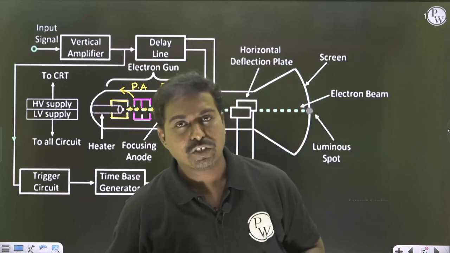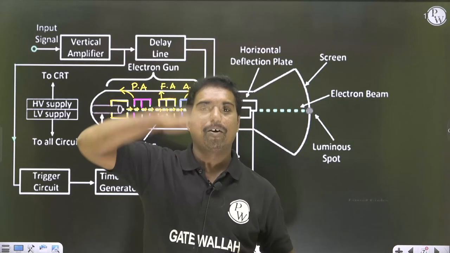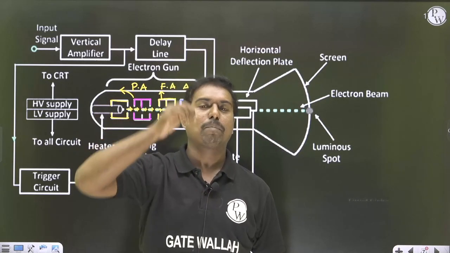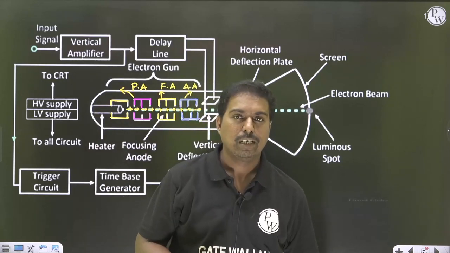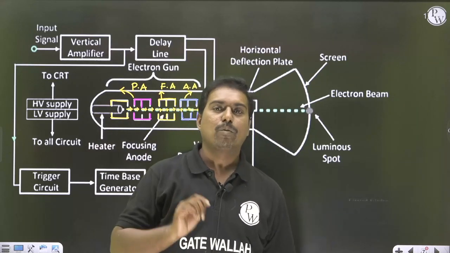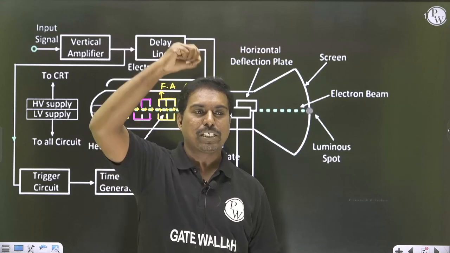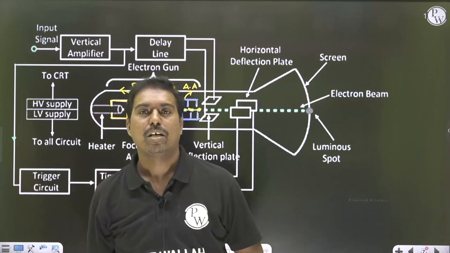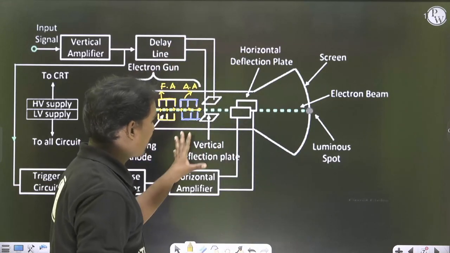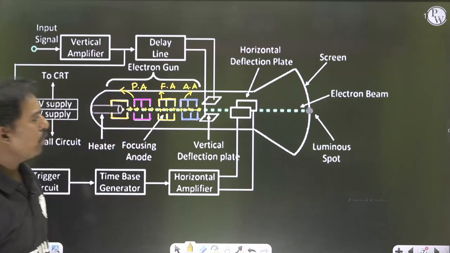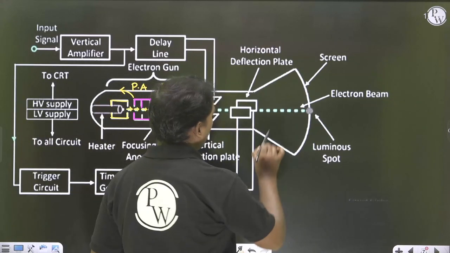Otherwise, if there is no horizontal signal, we would see only the beam moving vertically up and down. Suppose I'm getting a plus 5 volt, minus 5 volt signal, and there is no horizontal signal, then what happens? Only the electron beam will be moving plus 5, minus 5. You cannot see the horizontal propagation of the signal. So that's what happens.